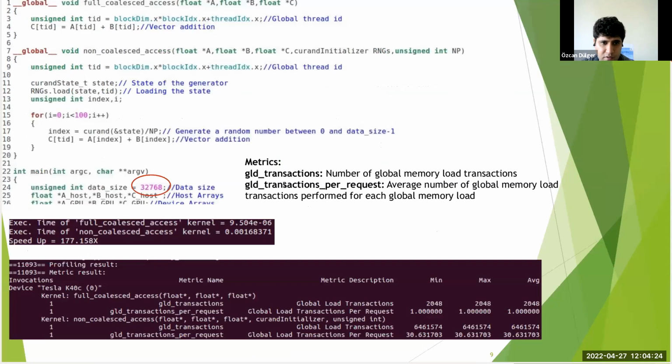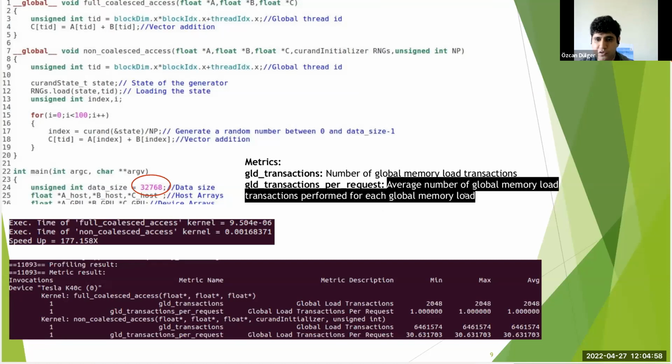Okay, let me tell you the metrics that we used in the experiment. The first metric is the number of global memory load operations, which is the total number of global memory load operations. The second one is the GLD transactions per request metric, which is the average number of global memory load transactions performed for each global memory load. So this gives us the average over the total global memory loads.